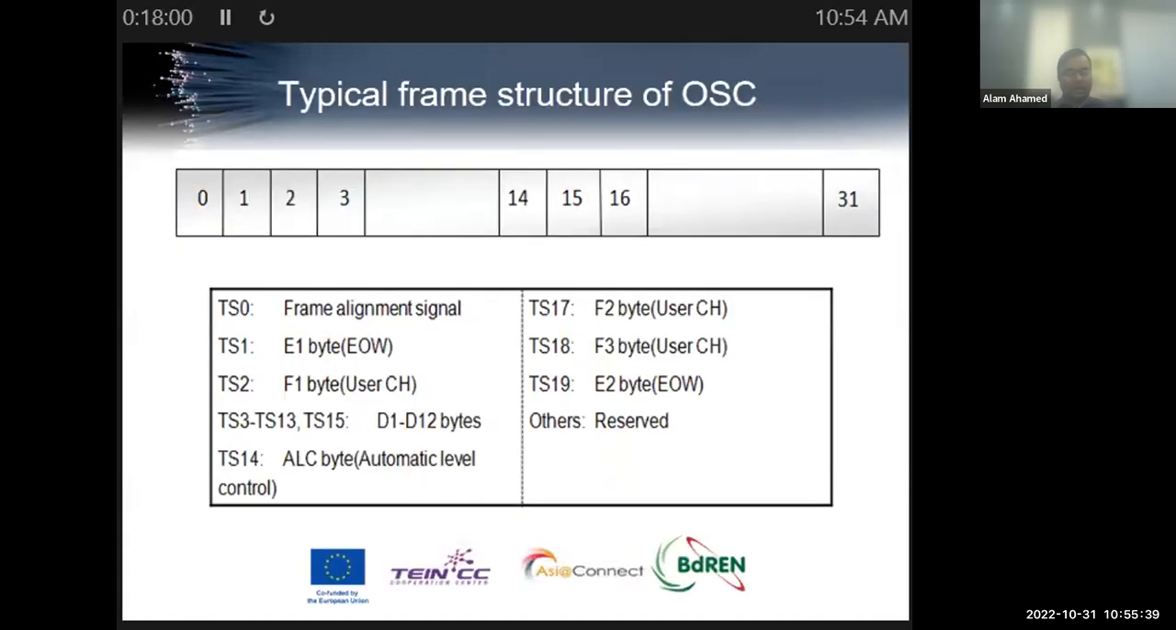This is the typical frame structure of OSC. OSC means optical supervisory channel. The optical supervisory channel is used only for monitoring. Like when you connect a desktop monitor to your computer, you can monitor your CPU and memory usage. Similarly, OSC is used for monitoring purposes.